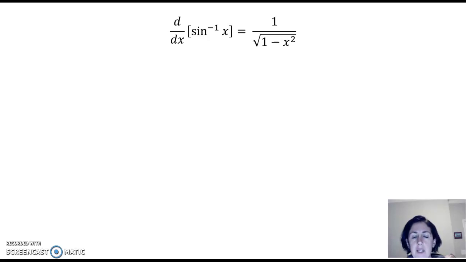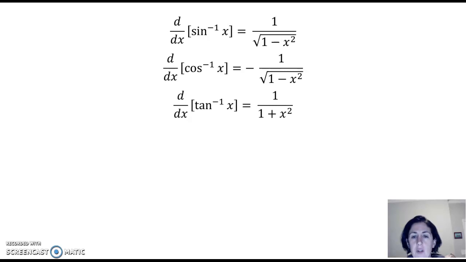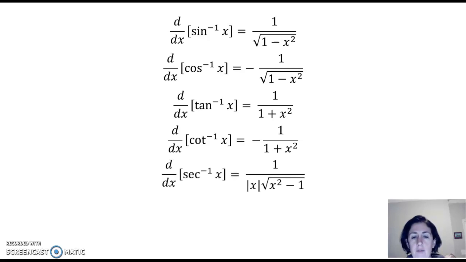Now, doing that method with finding the inverse trig functions, you would see that the derivative of the inverse sine is 1 over the square root of 1 minus x squared. Do a very similar thing, you'd see that the derivative of the inverse cosine is negative 1 over the square root of 1 minus x squared. The derivative of the inverse tangent is 1 over 1 plus x squared. The derivative of the inverse cotangent would be negative 1 over 1 plus x squared. The derivative of the inverse secant would be 1 over the absolute value of x times the square root of x squared minus 1. And the derivative of the cosecant inverse would be negative 1 over the absolute value of x times the square root of x squared minus 1.